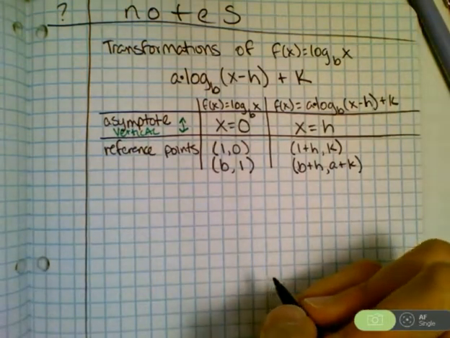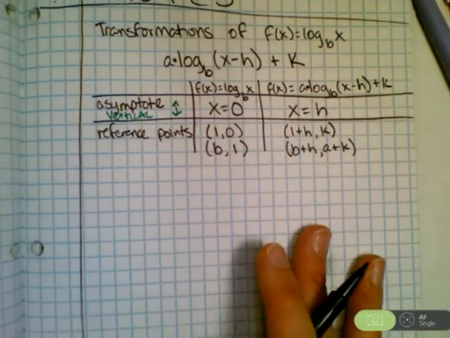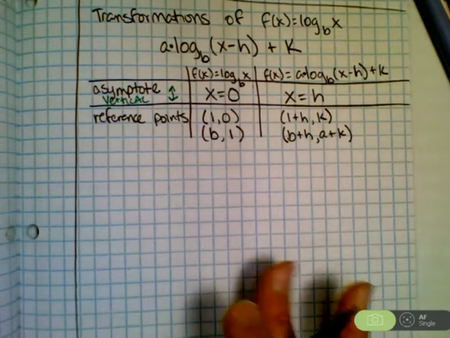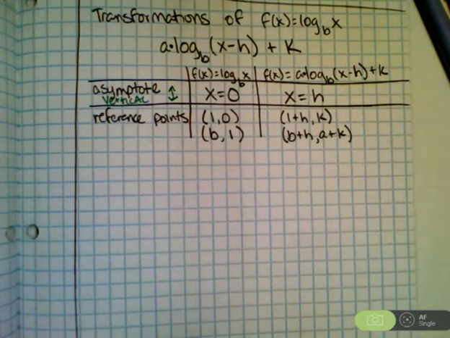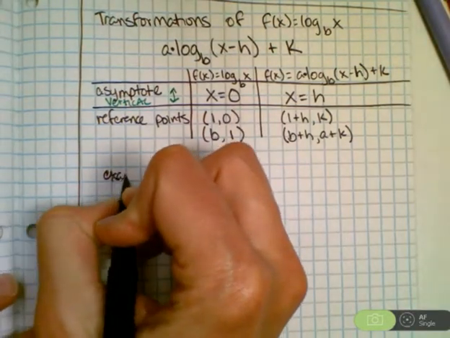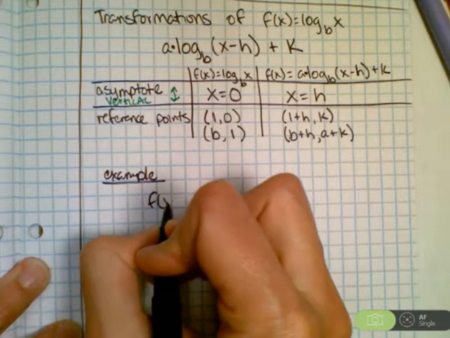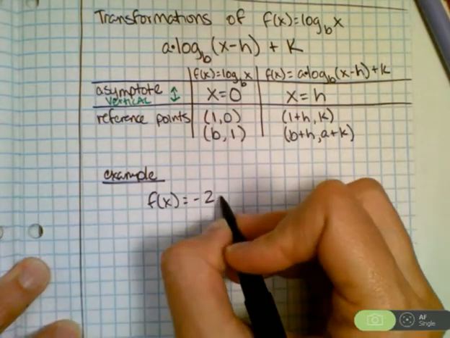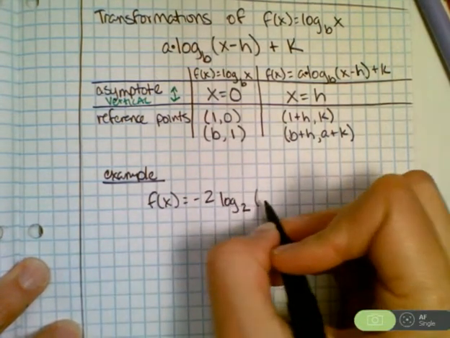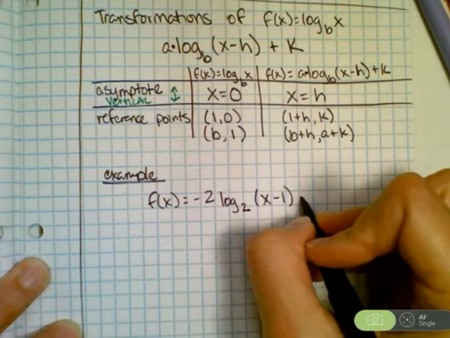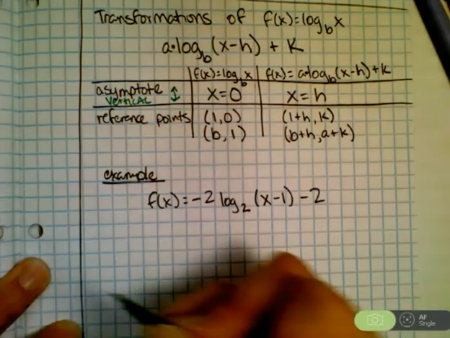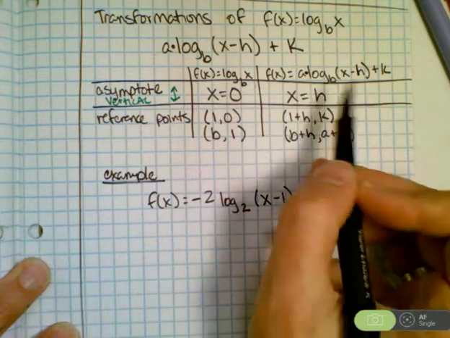So you can use that table always to find your vertical asymptote and reference points, and then once you get those, you can draw the graph of your function. So for example, if you wanted to graph f of x equals -2 log base 2 of (x - 1) - 2, we'd look here at our table.